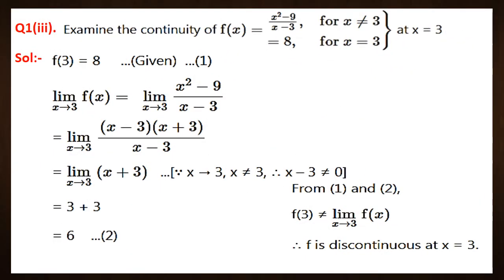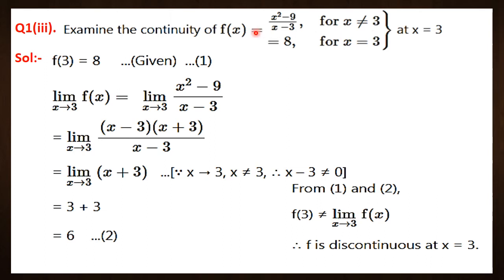Question number 1, third one. Examine the continuity of f of x is equal to (x square minus 9) upon (x minus 3) for x not equal to 3, and f of x is equal to 8 for x is equal to 3, at the point x is equal to 3.